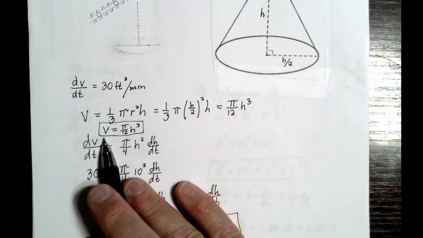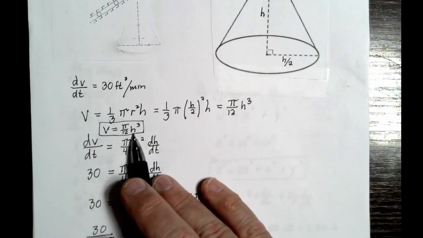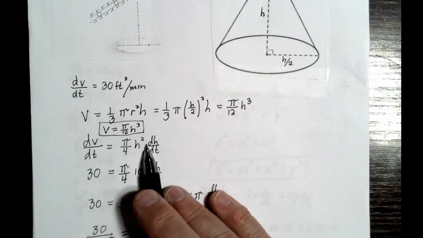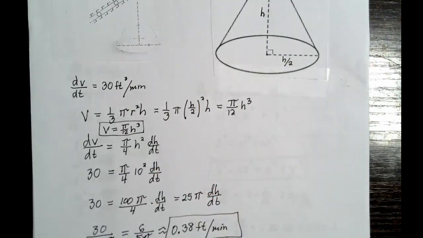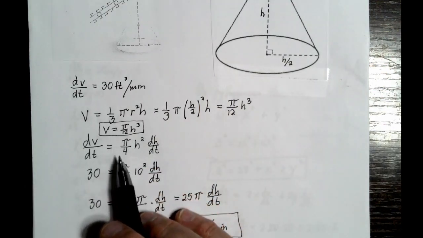Now when you take the derivative, you get v prime, you get h prime, you get 3h squared, and it cancels partially with the pi over 12.